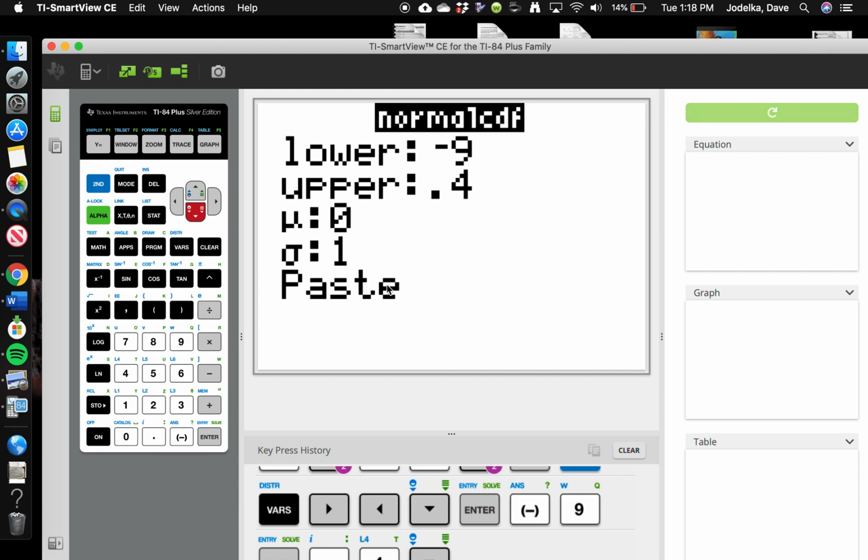On your test, if you were writing this, you'd want to say using normal CDF with a lower bound of -9 and an upper bound of z, like z equals 0.4, where my mu is 0 and sigma is 1.